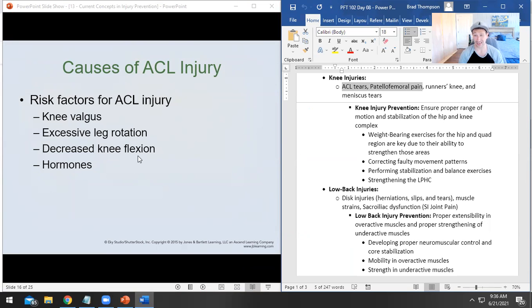Decreased knee flexion. If you notice that somebody has really tight quadriceps muscles, that can cause this. Like if they can't perform knee flexion, if they can't bring their heel to their butt, that's not a very good sign. And this is a weird one, but this is a big one.